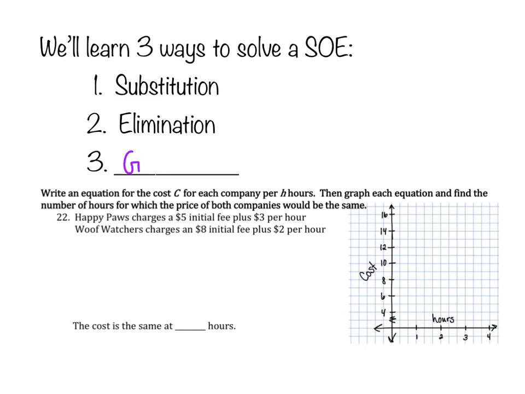Graphing is the third and final way that we're going to learn how to solve systems of equations. So this first problem I put on here was actually copied from your graphing review worksheet that we did before you guys left for Christmas break. You may remember the Happy Paws and the Wolf Watchers problem, where it says the cost is the same at how many hours down here at the bottom.